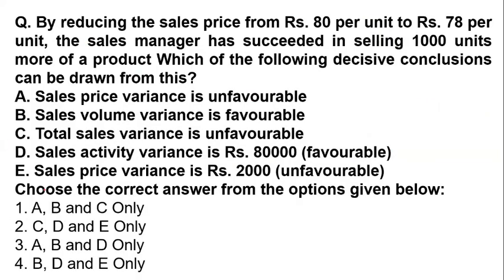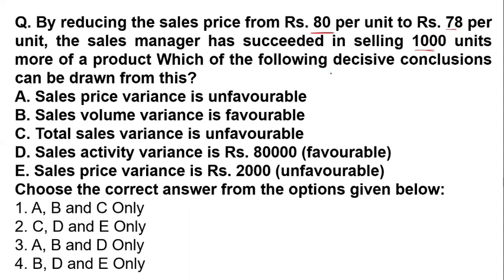Now the next question on your screen: by reducing the sales price from rupees 80 per unit to rupees 78 per unit, the sales manager has succeeded in selling 1000 units more of the product. Which of the following conclusions can be drawn from this? You can see statements given below, A to E. We have to find out which statements are true.